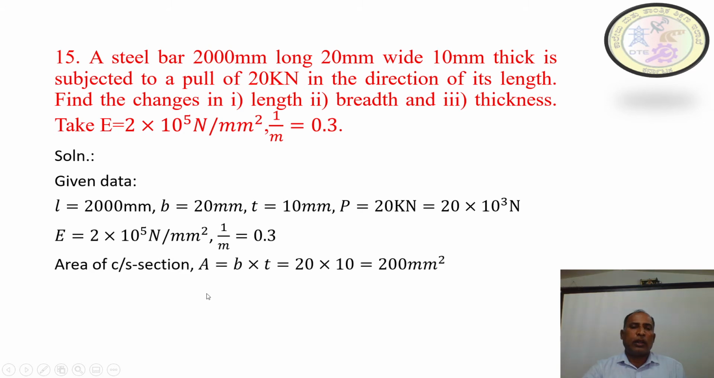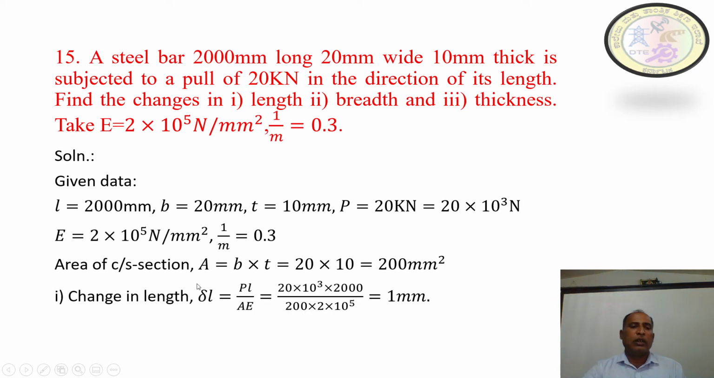First, we have to calculate the cross-section area, as the section given in the problem is rectangular section having breadth B 20 mm and thickness T is 10 mm. So therefore, cross-sectional area of a rectangular section is A equal to B into T, that is equal to 20 into 10, that is equal to 200 mm square. Once the area is calculated, now we can calculate the required things.